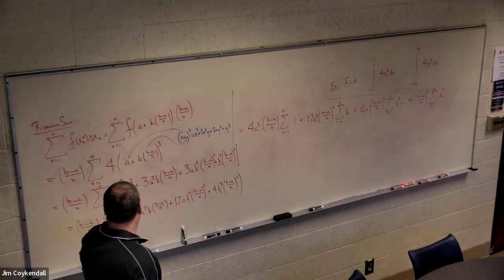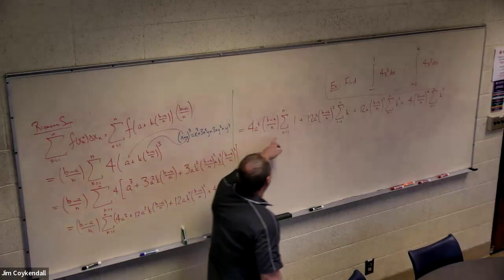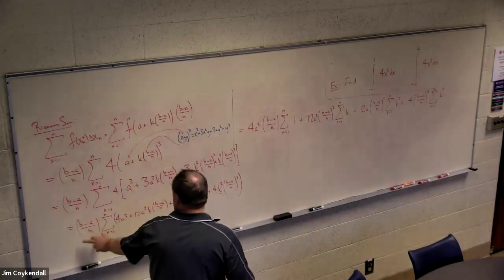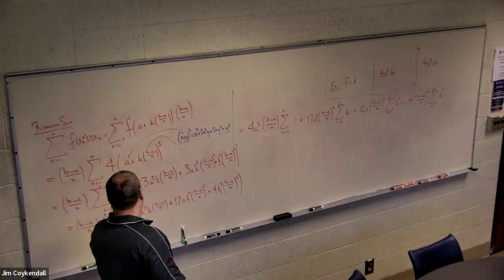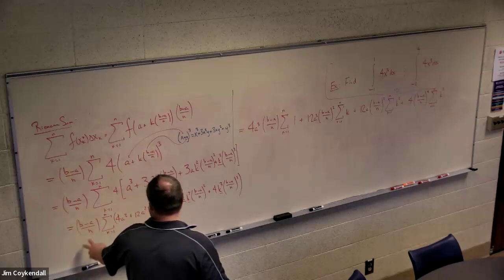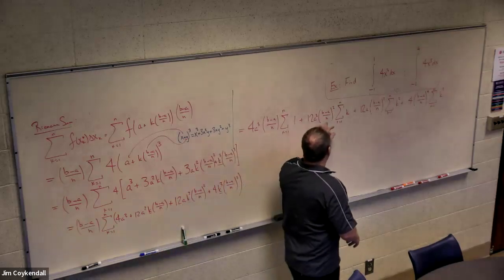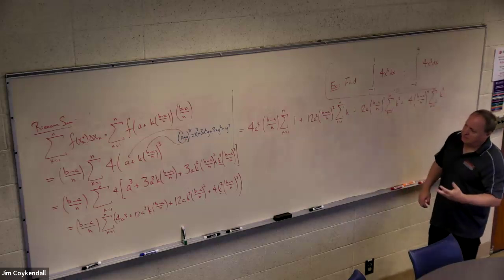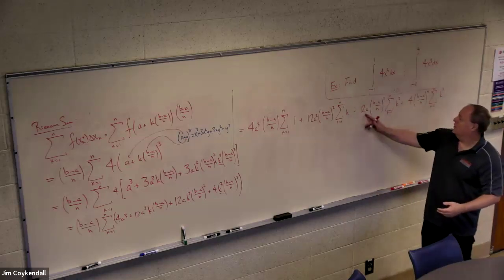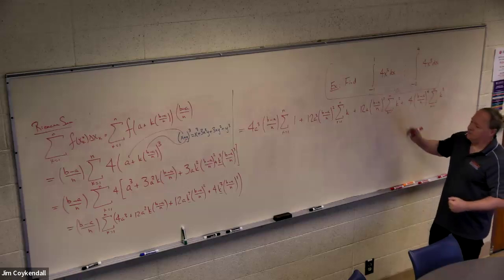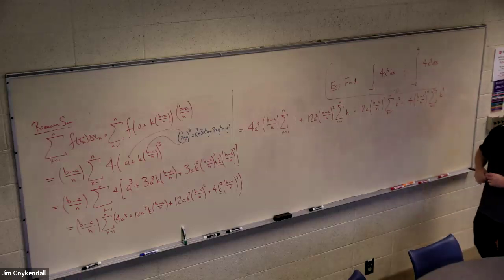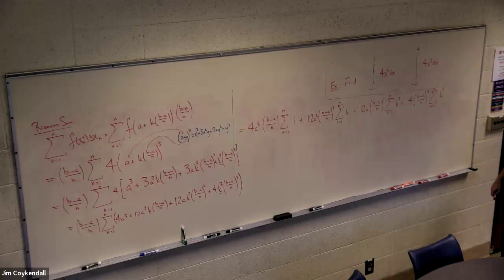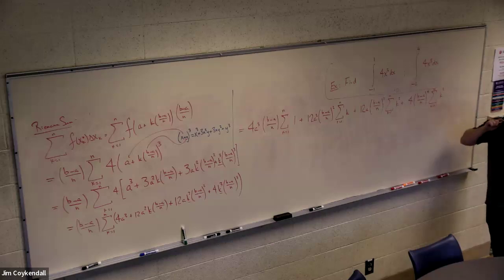The first one, I pull out 4a cubed, leading me to just summing one. And there's always that (b minus a) over n in there. And I pull out 12a squared, (b minus a) again, so I pull out (b minus a over n) squared, sum of k. Then I pull out 12a (b minus a over n) cubed. That's a sum of k squared. Finally, pull out 4 (b minus a over n) cubed. And I get this. Okay. Any questions?